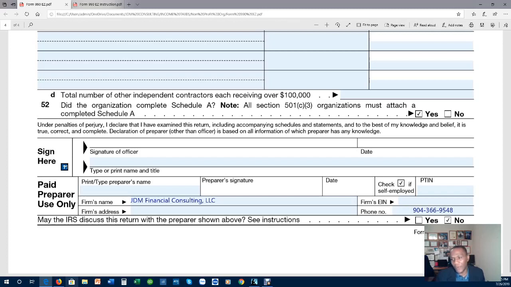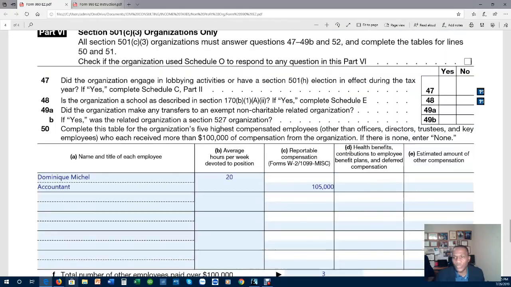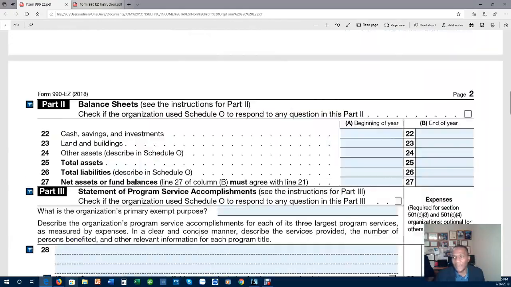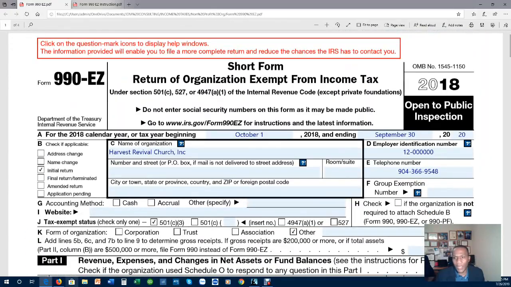Otherwise, if you don't want the preparer to be involved in discussing the information, if you feel comfortable enough to discuss the information yourself, you can say no. In that case, if information or clarification is needed, the IRS will reach out to you. So that completes the review of how to complete Form 990-EZ.